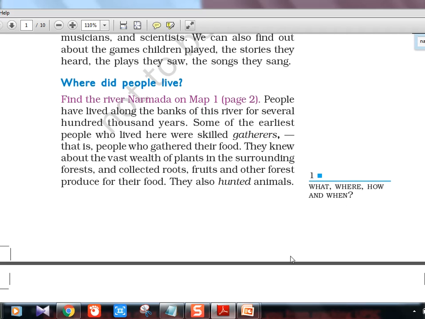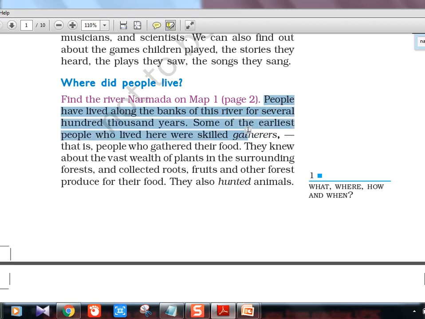First they are telling where people lived originally in the Indian subcontinent, as we call it now. You may always think it's the Ganga Valley or the Indus Valley, but there is something more interesting, that is the Narmada Valley, near the Vindhyas and Satpuras. This is what the textbook begins with: people have lived along the banks of this river for several hundred thousand years.